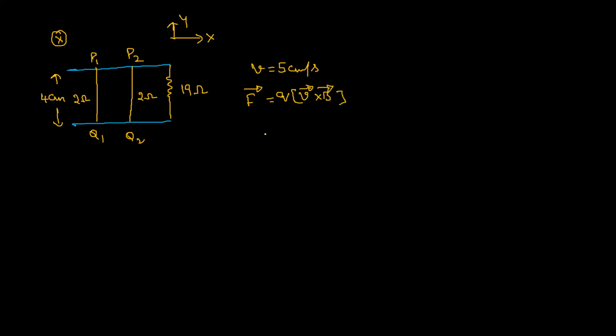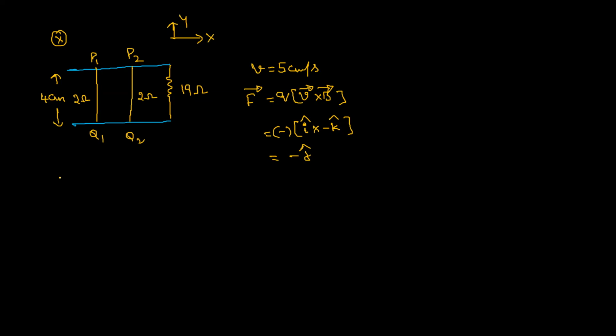V bar cross B bar, the charge is negative, so we are focusing on electrons. The velocity is given to the right, so the direction is i cap. So i cap cross the field, minus k cap: i cap cross minus k cap is j cap. And having the minus here, it is now minus j cap. That means electrons will move down.